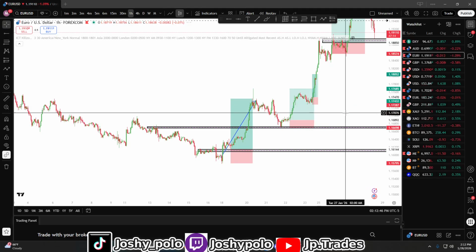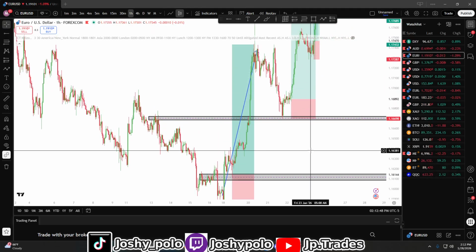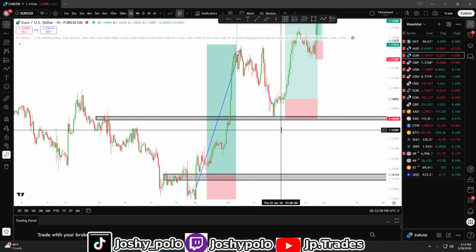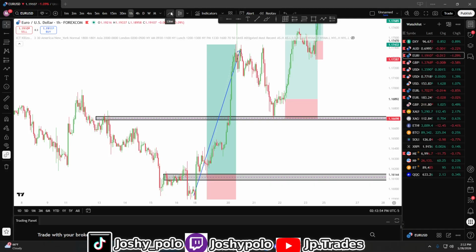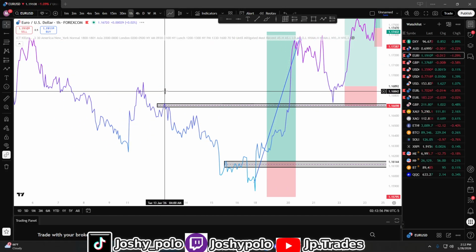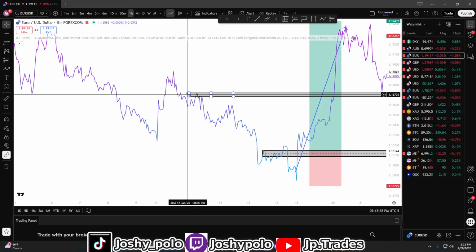But we go on the 1 hour time frame. This is where we find our zones. Basically, we're looking for previous resistance to turn into support. So how do we find that? Again, we go to the line chart. We're going to use this zone. This is the zone we used.